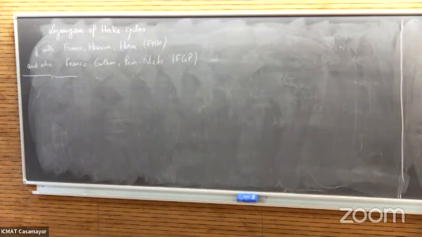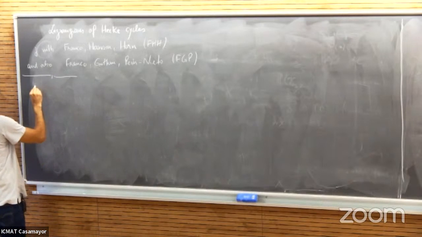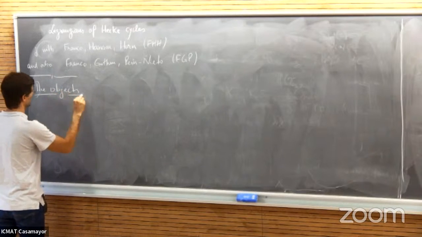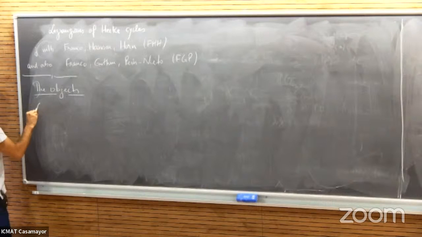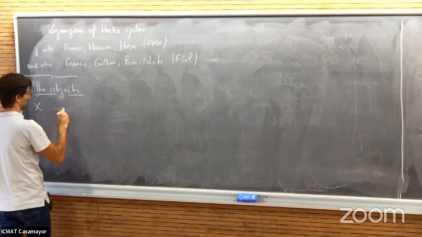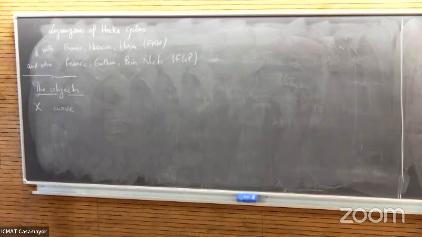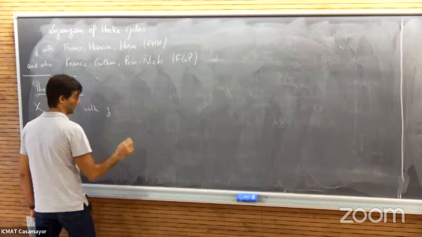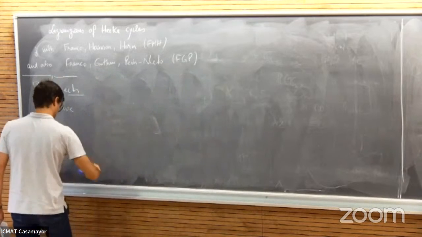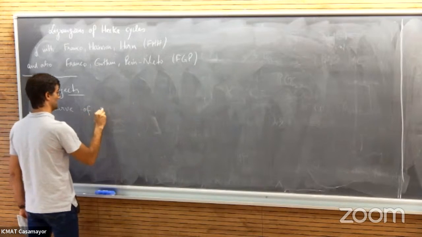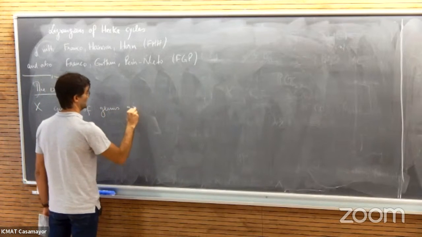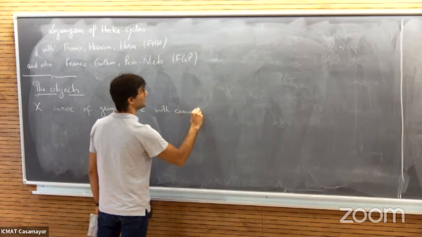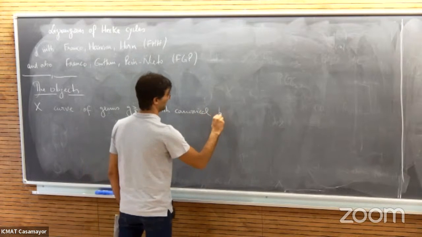Okay, let's start with the basic objects, the notation, and so on. Most of you already know this stuff. So X will be a fixed smooth projective curve over C, with genus g at least 2, and K the canonical bundle.